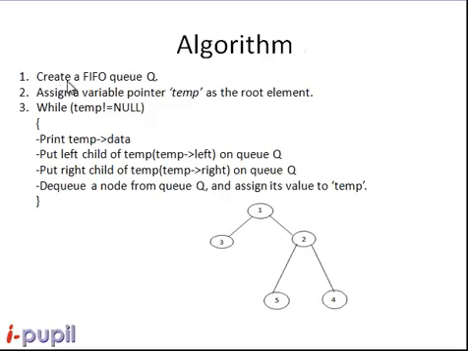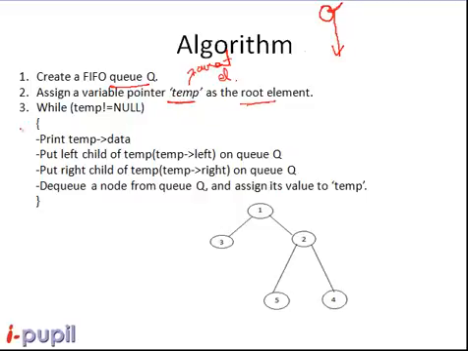So let's consider the iterative approach to solve the problem. I start by creating a first in first out queue Q. I assign a variable pointer temp as the root element. So temp gives me a pointer to the current element that I have to process. I start from the root element because in top-down traversal I traverse the root element before all the elements, so I assign the pointer temp as the root element.